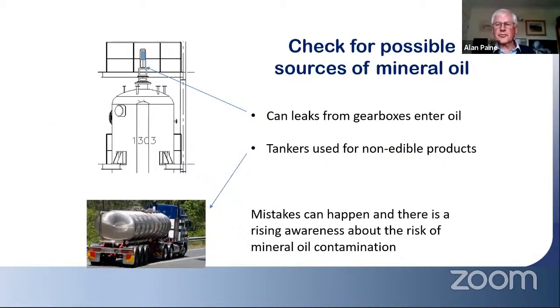It's sometimes possible for lubricating oil to leak from gearboxes and other machinery into the product. Any vessel where this is likely to happen should be shielded so that any leaks are deflected away. Other sources of mineral oil contamination include harvesting machinery and handling during storage. Edible oil should obviously be shipped in tankers that have only been approved for edible use and kept for that purpose. But mistakes can happen, and it's likely in the future that the users of vegetable oil will become more vigilant in checking for it.